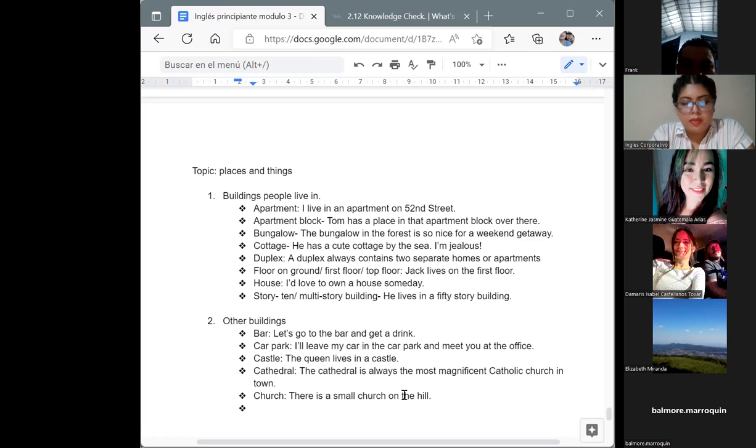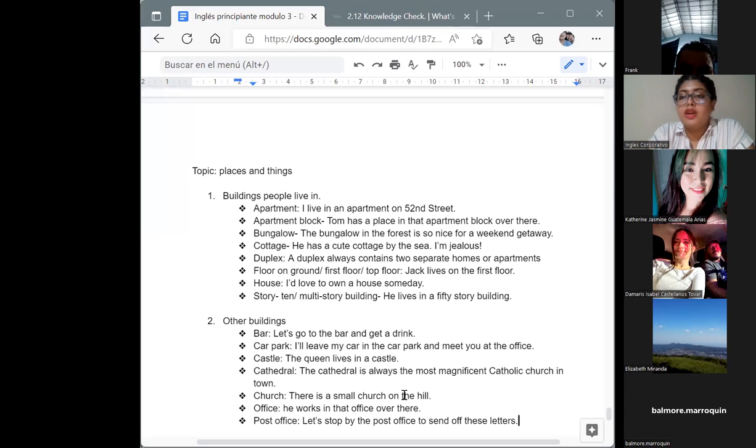Next one, we have office. And this one said, he works in that office over there. Oficina, office. Post office. Let's stop by the post office to send off these letters. So in this case, la oficina postal.